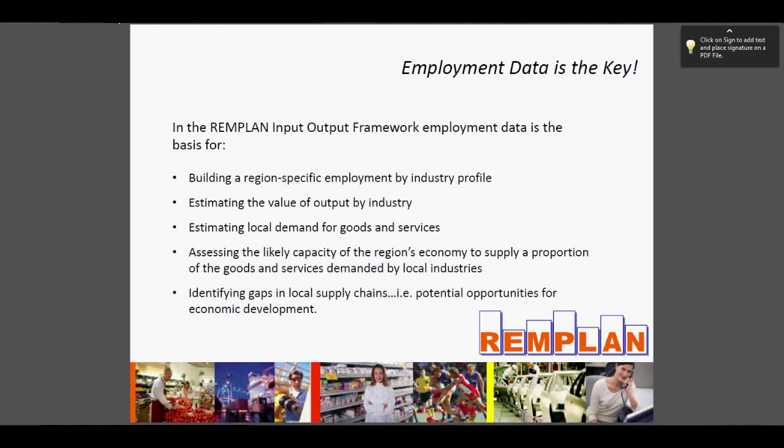Now, we need some sort of basis for asking, what is the capacity of, for instance, the Darwin economy to supply concrete tilt panels or plate glass for an office building or whatever it might be? And the approach that we apply is, once again, just to look at that place of work employment data. If you have employment in sectors that typically produce concrete tilt panels or plate glass, then we will be estimating that there is some capacity in the local economy to supply a proportion of the goods and services required.